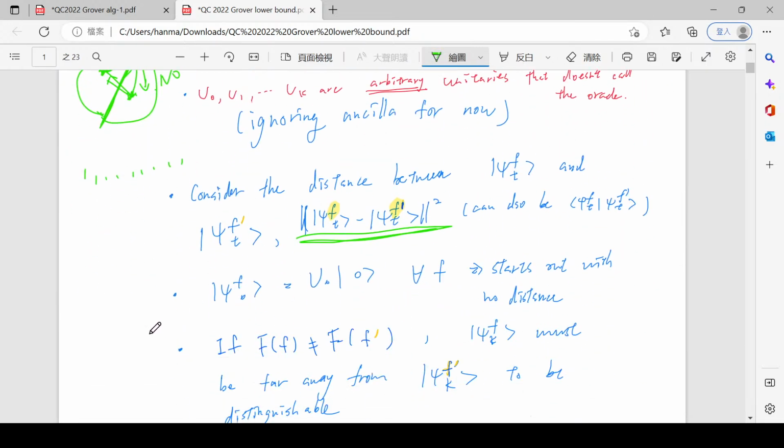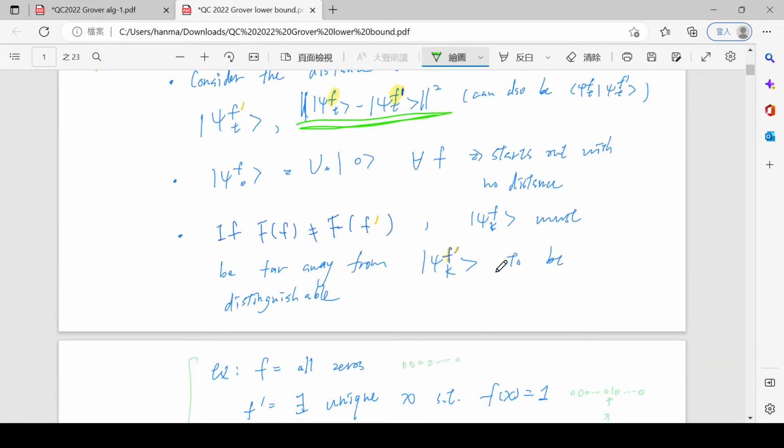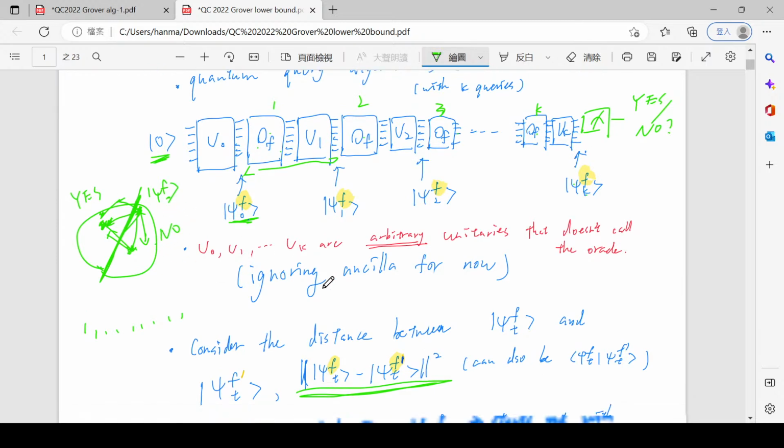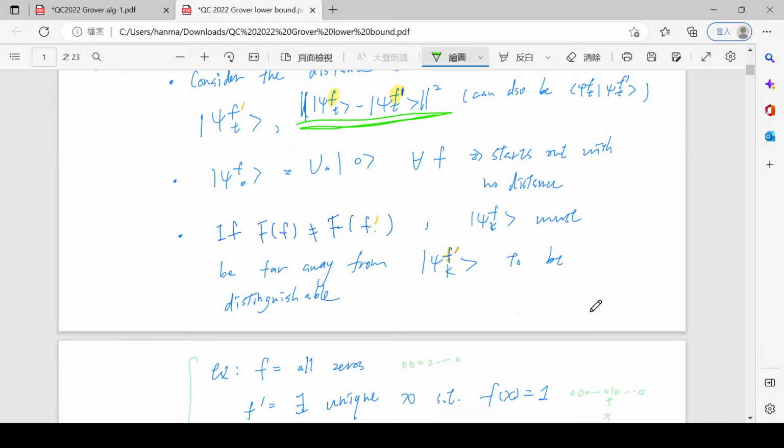Then we are separating things into yes and no, right? So now consider your f, f prime pair. If your f, f prime pair have different answers, so big F of f doesn't equal big F of f prime, then at the end of the algorithm, one of them should be projected to yes, one of them should be projected to no, then they should be pretty far away. Okay? And we'll have a more rigorous proof here, but hopefully this intuitively makes sense.